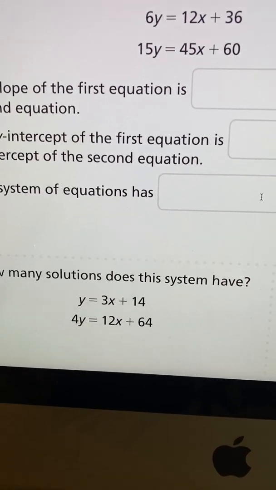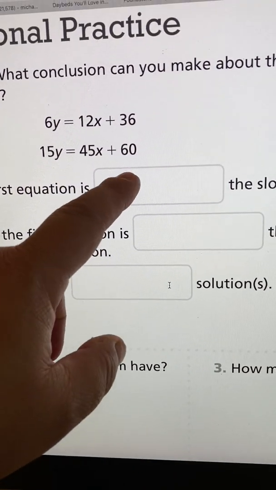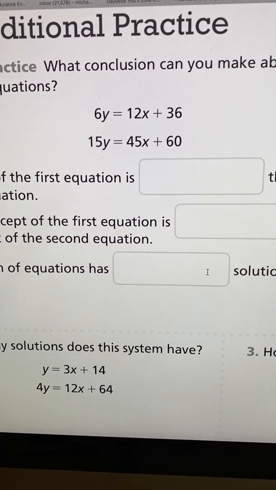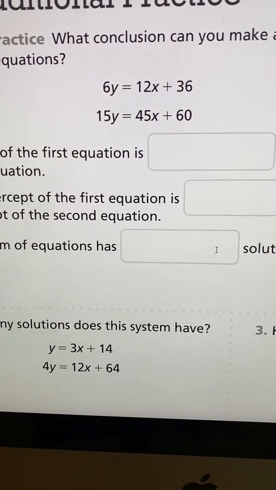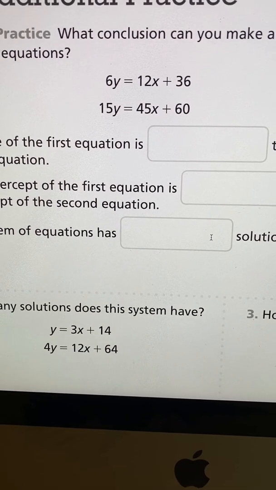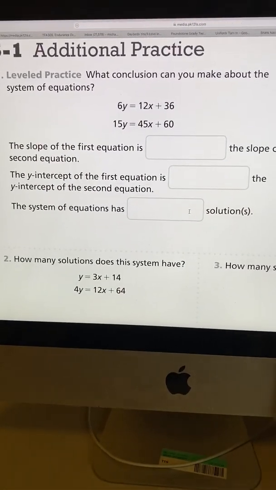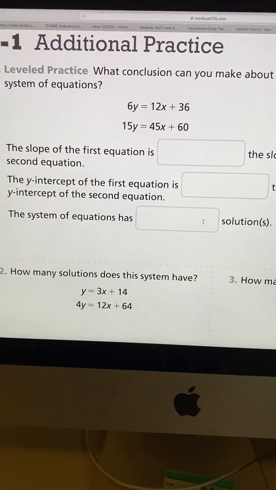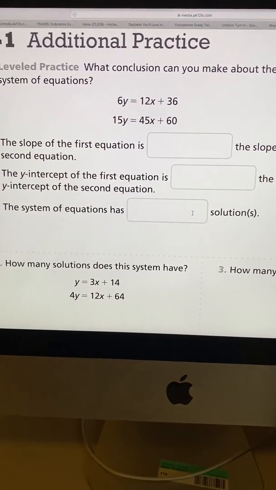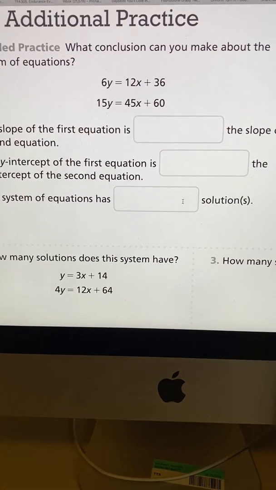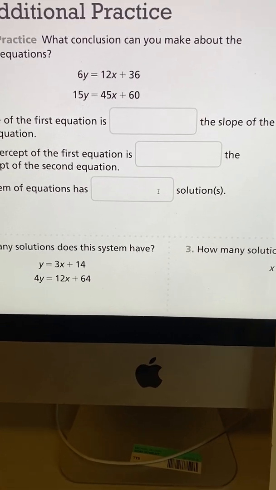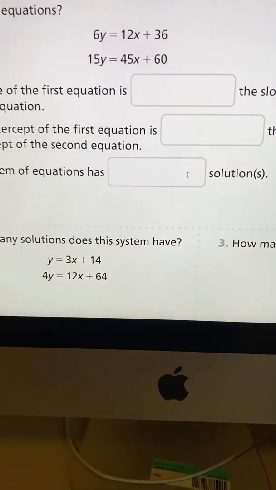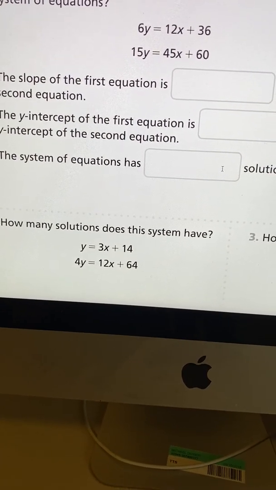Now, if they have the same slope and the same y-intercept, those numbers there, y equals mx plus b, both of them, then they're the exact same line, and they cross infinitely many times. Okay, so the question that they're asking in this first one is pretty simple. The slope of the first equation is blank to the slope of the second equation. Are they the same? Are they different? That's all they're asking. Okay, the y-intercept of the first equation, is it the same or different than the y-intercept of the second equation?